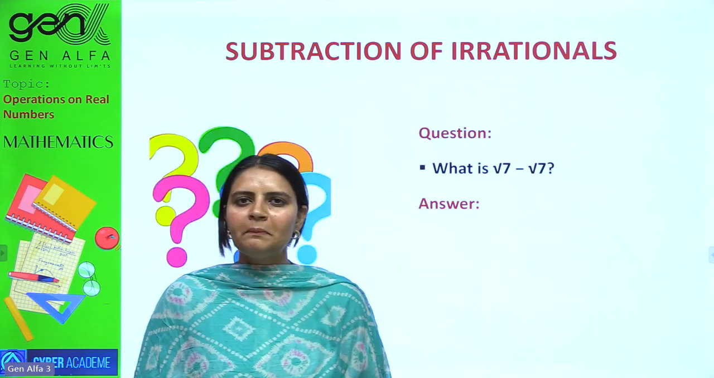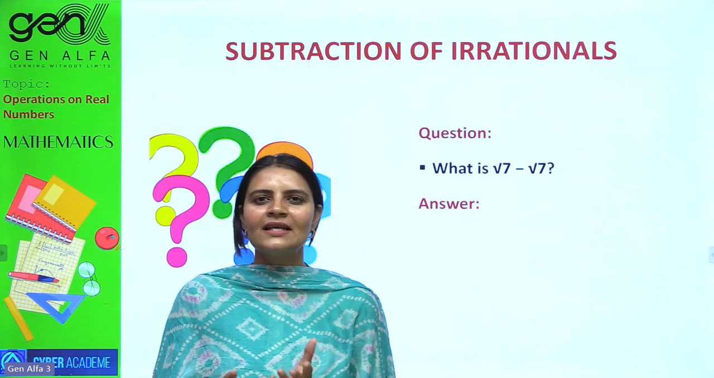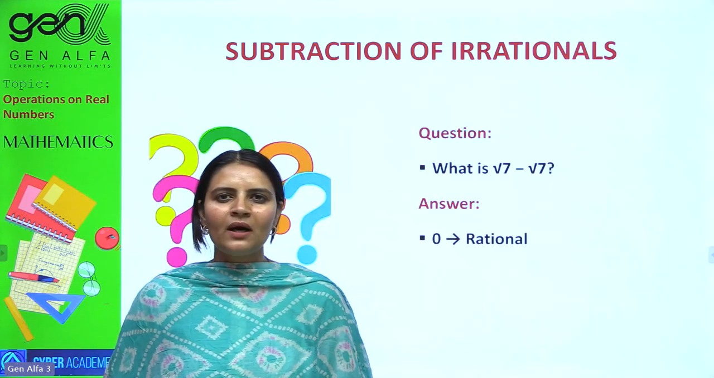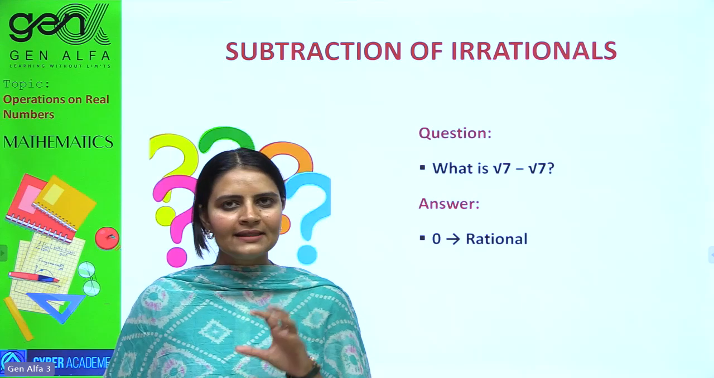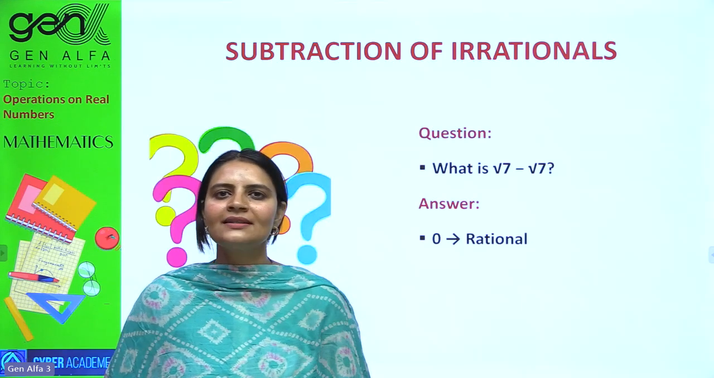What is root 7 minus root 7? It's very obvious. The answer is 0. That is rational. So what is the result you got? Adding two irrationals will not always give you an irrational quantity.